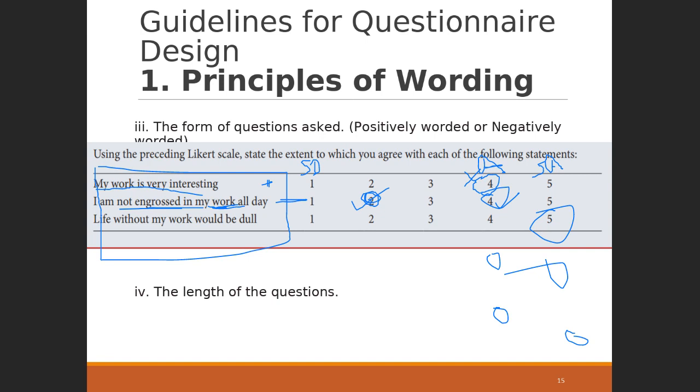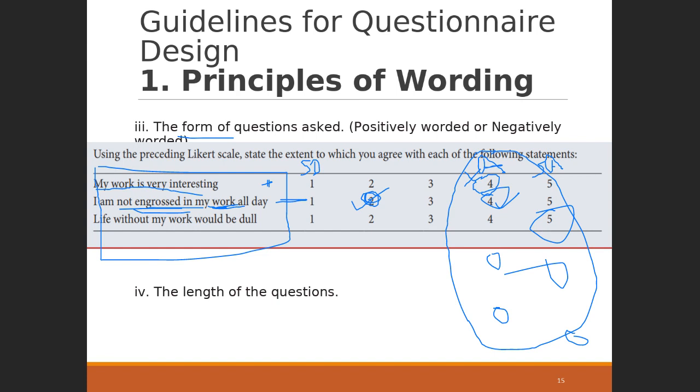This is very important, that you use principles of wording by using both positively worded questions and negatively worded questions. Use of negatively worded questions keeps your respondents attentive, it keeps them alert, and it discourages them from using mechanical responding, like responding all on one side of your scale.